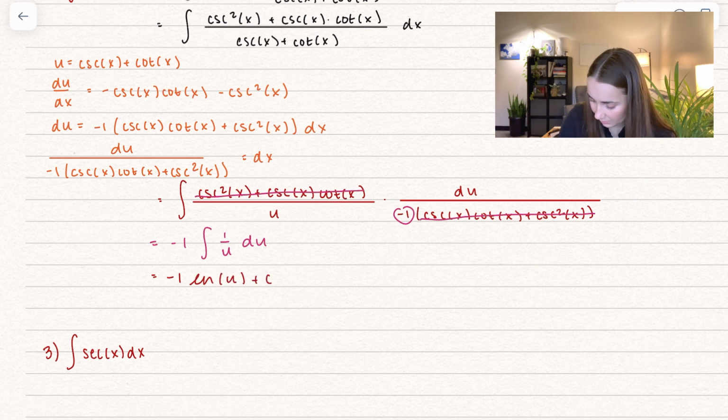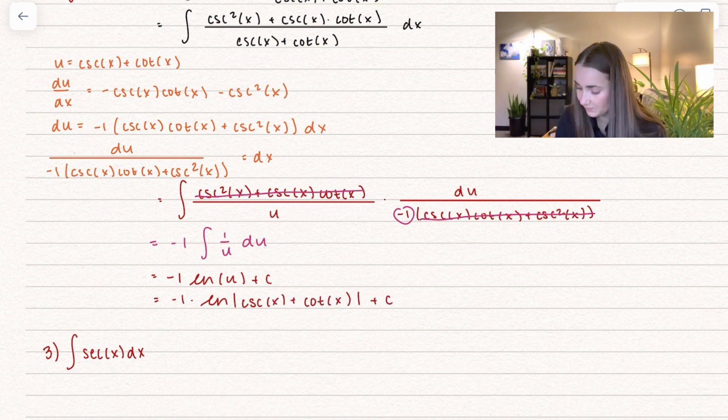And we need to go ahead and plug our u back in, so we get negative 1 times the natural log, and in here we get cosecant of x plus cotangent of x. So that right there is our final solution.